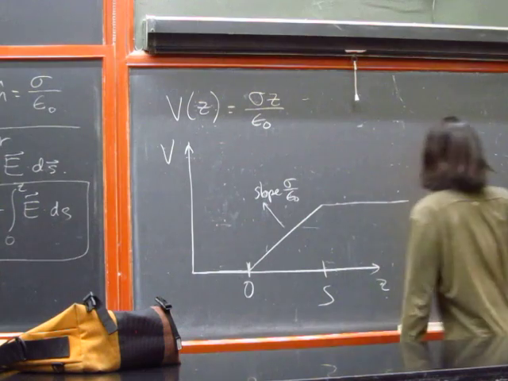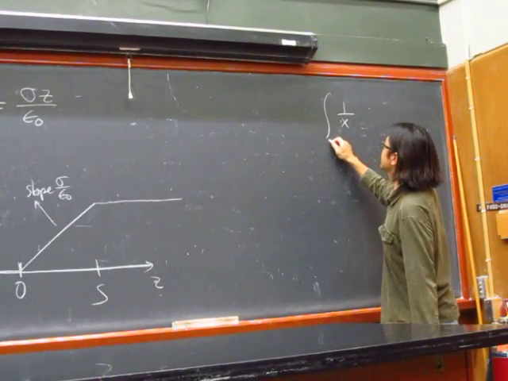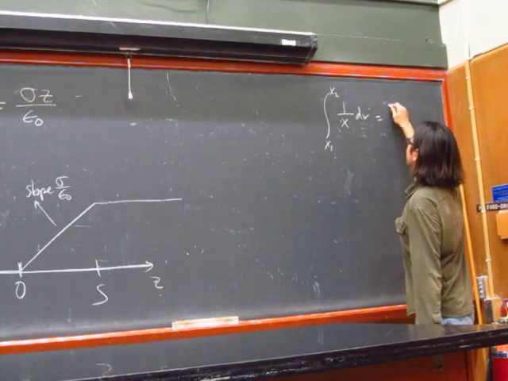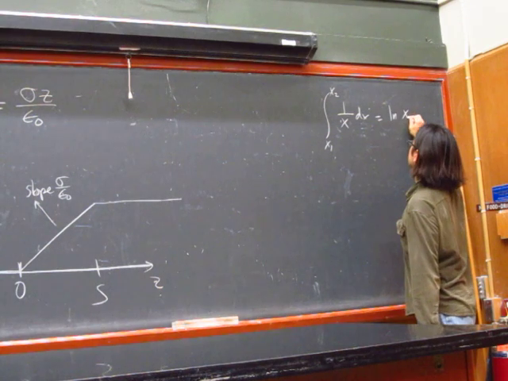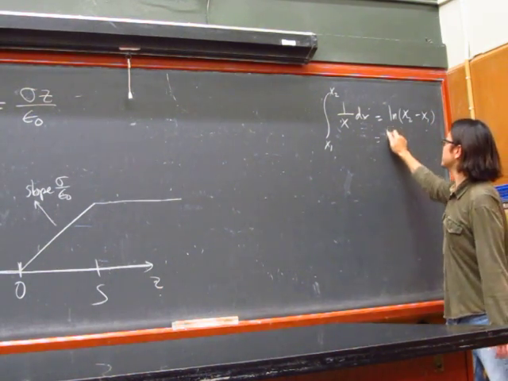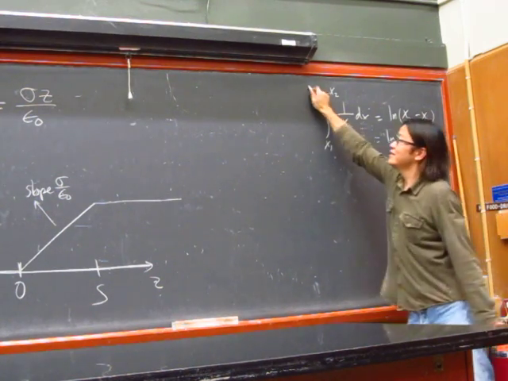Also, a lot of people make this kind of mistake. The integral of 1 over x from x1 to x2, they write as the log of x2 minus x1. It's not true. It's equal to the log of x2 minus the log of x1. Just an aside.